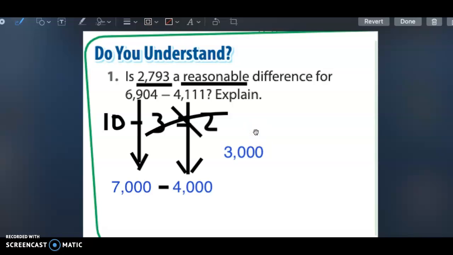Now, I'm going to look at the answer that the problem is giving me, and I want to see if it is reasonable, meaning I'm going to compare it. 2,793 is not that far away from 3,000, so I am going to say that the answer is reasonable. And in my explanation, I would say because I rounded 6,904 and 4,111 to the nearest thousands place, and I subtracted, my difference was very close to the difference that was given, and therefore my answer is reasonable.